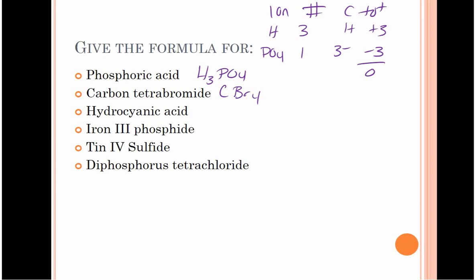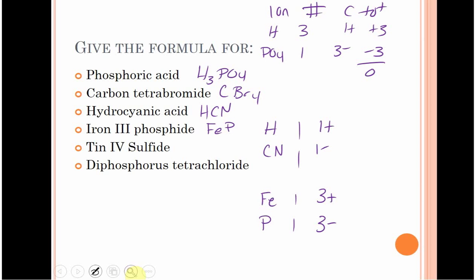Hydrocyanic acid. Acid means there's an H. Cyanic came from cyanide. Plus 1, minus 1, we just need 1 of each. So HCN. Iron(3) phosphide. Fe. I'm still trying to line these up with this up here. Phosphide came from phosphorus. Iron(3) means that the iron has a 3+ charge. Phosphorus is in group 5, so it's got a 3- charge. We really only need 1 of each, so it's FeP.